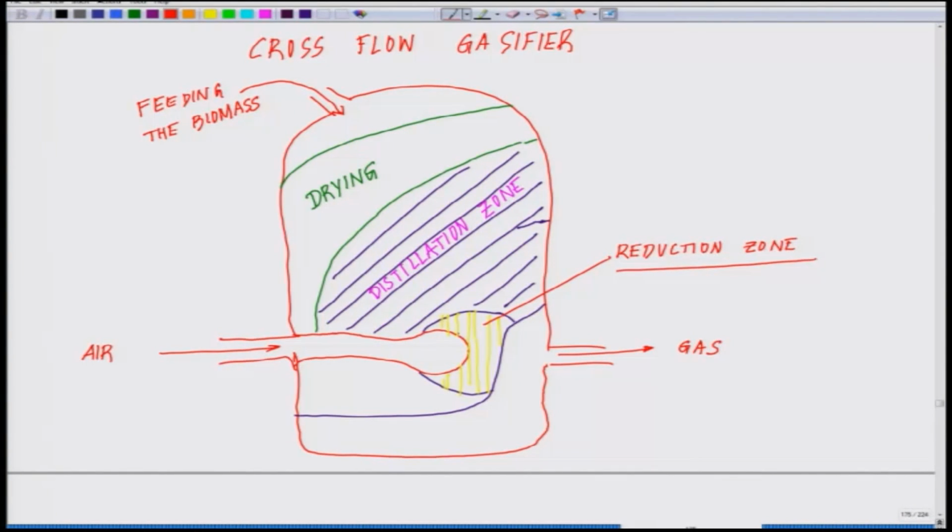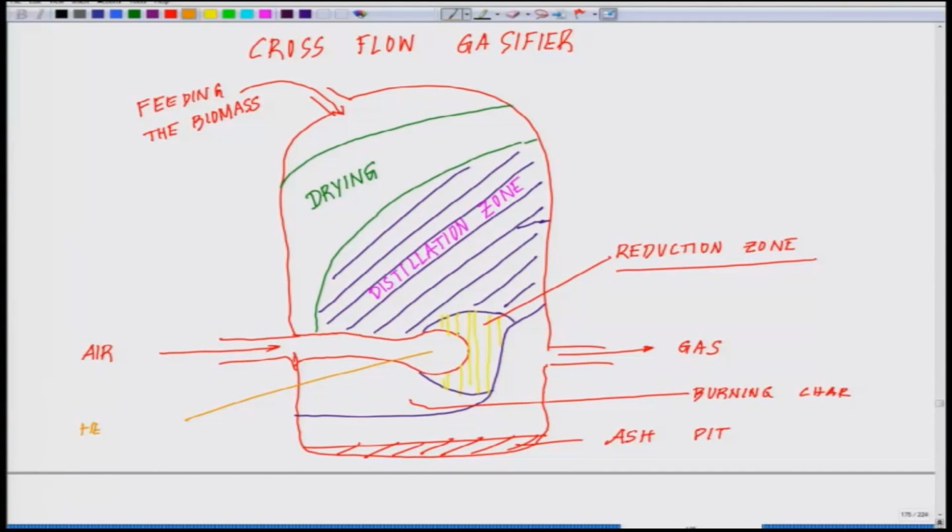Okay. And out here, what you are seeing is the burning char. Underneath is the ash pit. And we have talked about the reduction zone, and this particular part is called the, you remember in the previous class we talked about the hearth. This is the hearth zone. This is an example of a very classical gasifier with a cross flow anatomy.